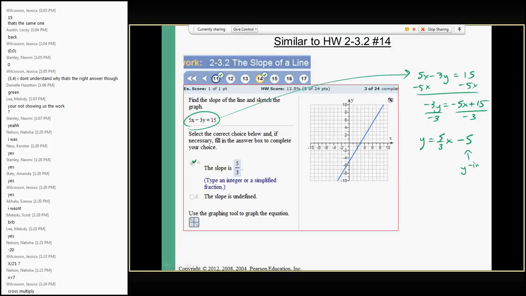I'm going to graph that first, and there it is. Then from there, I'm going to do my slope. So they ask you for the slope first, which is 5/3. And then you're going to go up 5 and to the right 3. And then that's how you would graph it.